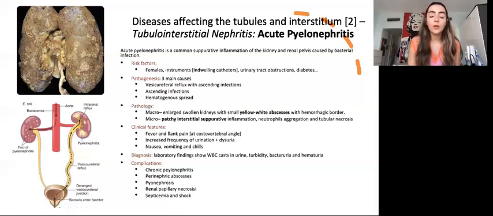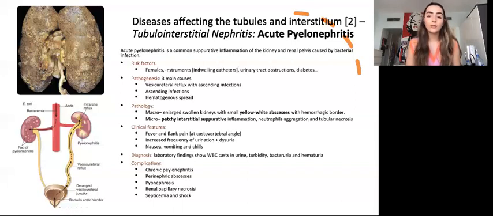Now, the pathology of it, microscopically, it presents with patchy interstitial suppurative inflammation with neutrophils aggregated and tubular necrosis. And macroscopically, you have an enlarged swollen kidney with small yellow abscesses and a hemorrhagic border around them. This can be either in the cortex or the medulla, but it's most likely mainly in the cortex.